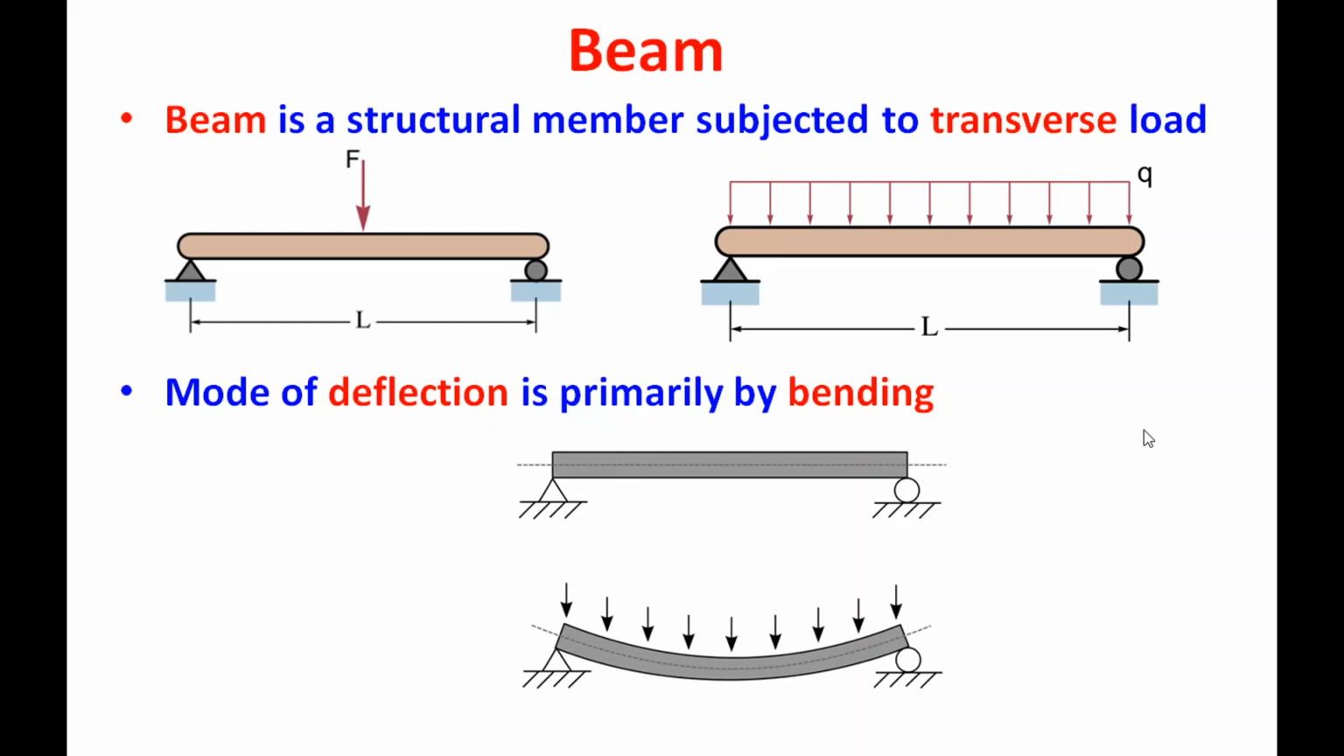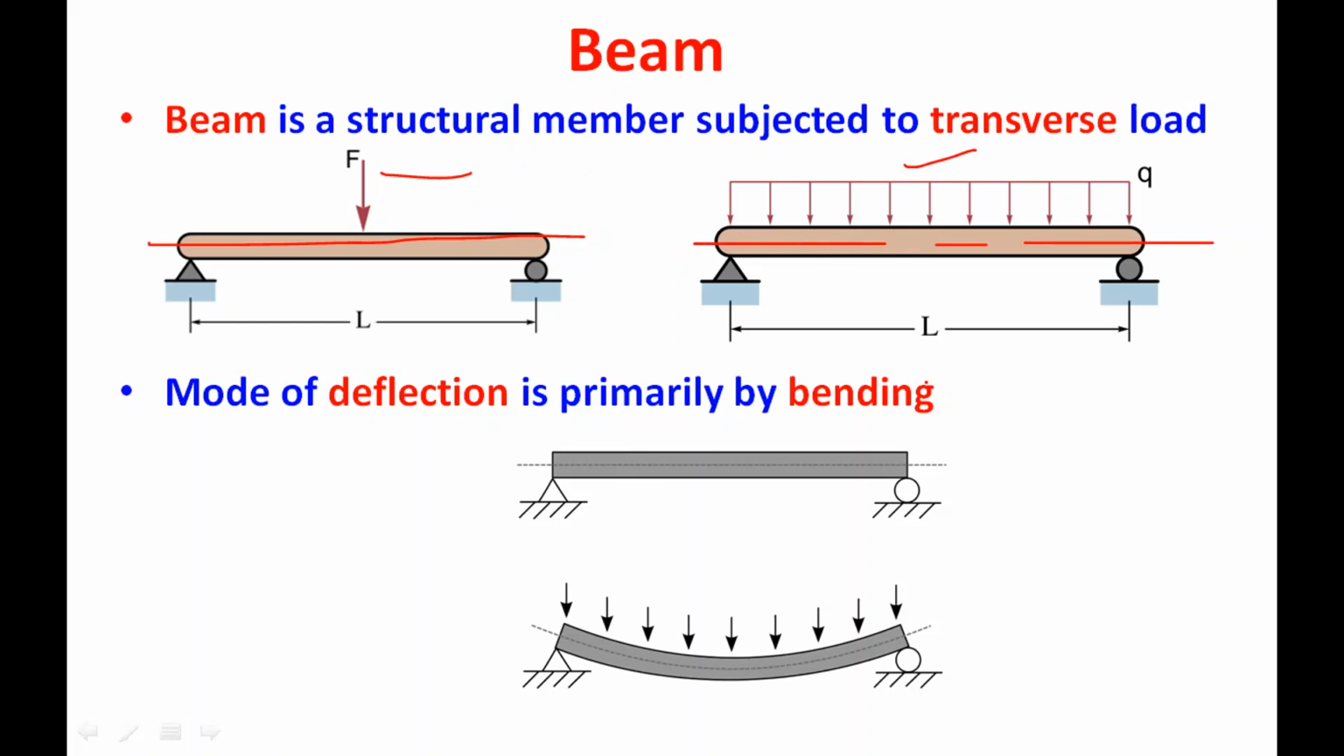But in case of beam, beam is a structural member which is subjected to transverse load. If you consider this is the axis of the beam, then the load is acting perpendicular to the axis of the beam. So that is why it is called a transversely loaded member. It may be a point load like this, or it may be a uniformly distributed load. The load will be acting perpendicular to the axis of the beam like this.